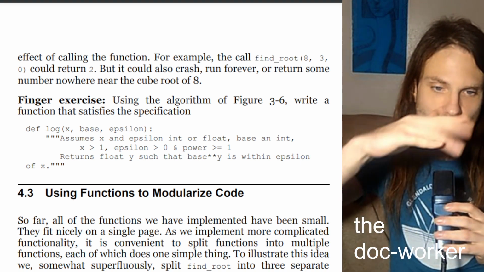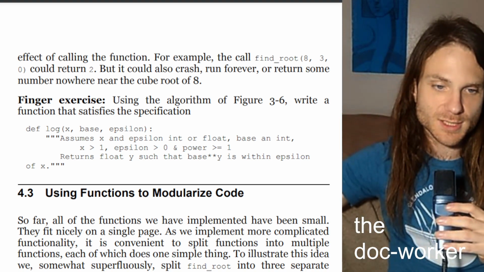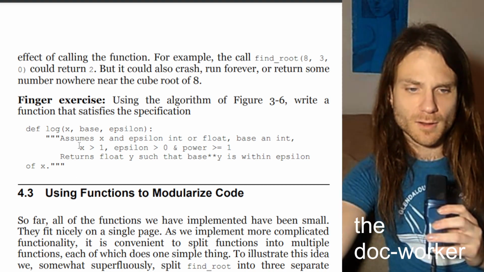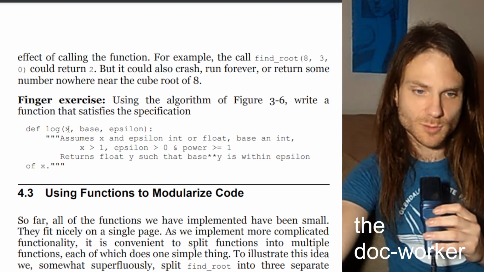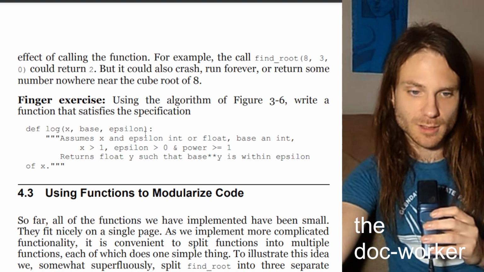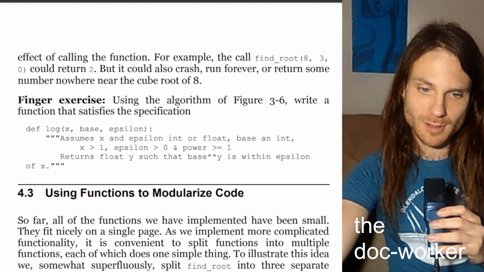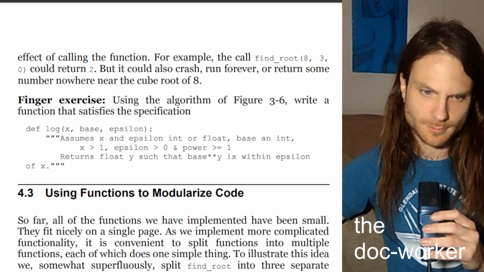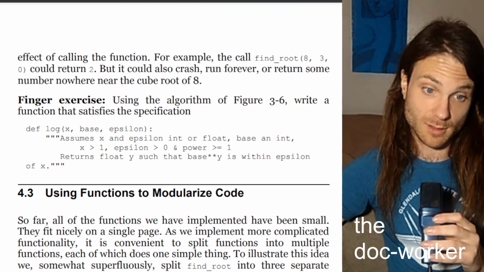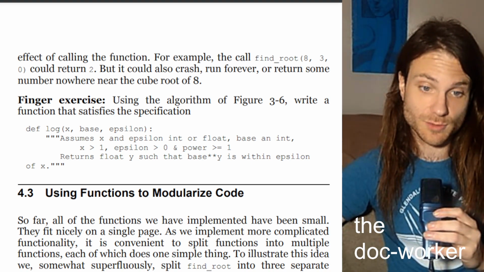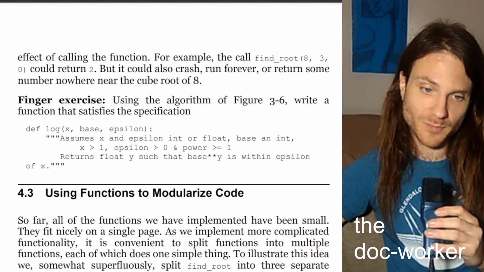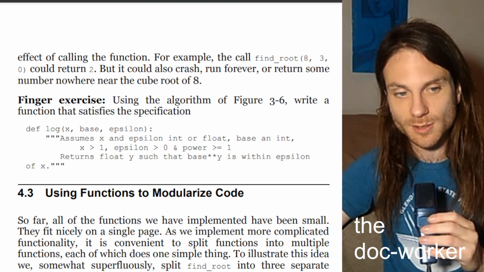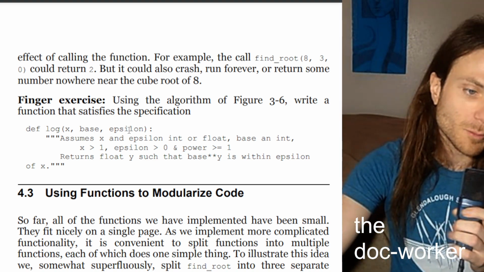Finger exercise. Using the algorithm of Figure 3-6, write a function that satisfies the specification: a function called log, which has 3 parameters, x, base, and epsilon, and which assumes x and epsilon are integers or floats, base an integer, and x greater than 1, epsilon greater than 0, and base greater than or equal to 1, and returns float y such that base to the yth power is within epsilon of x. Bada bing, bada boom.